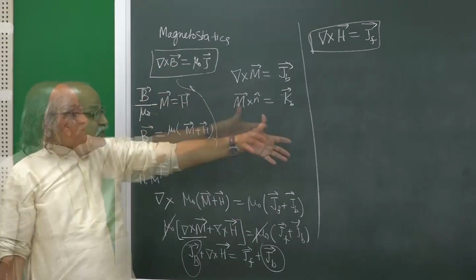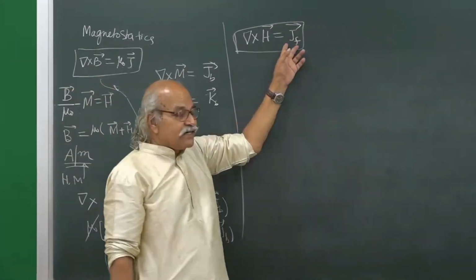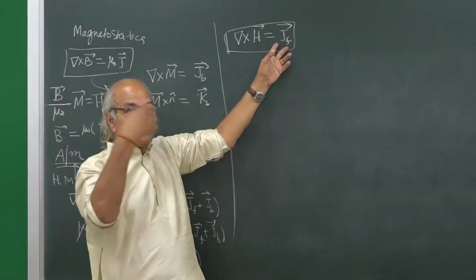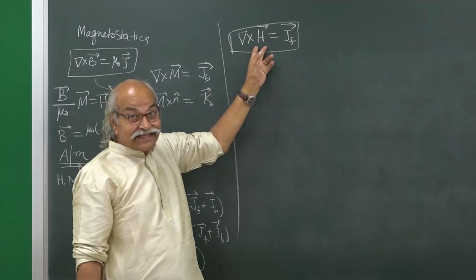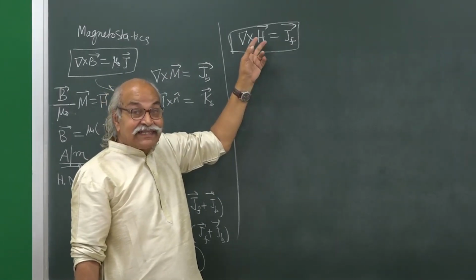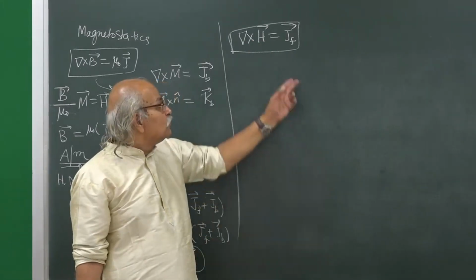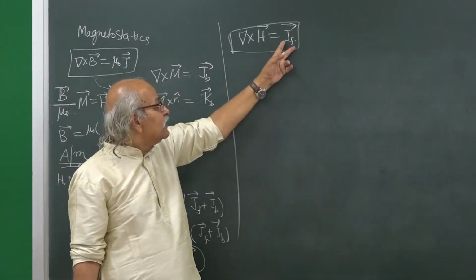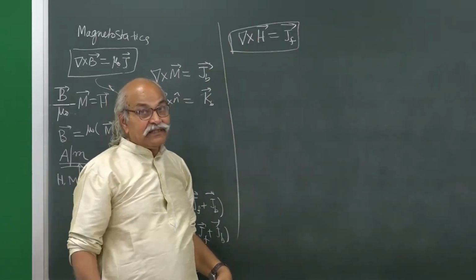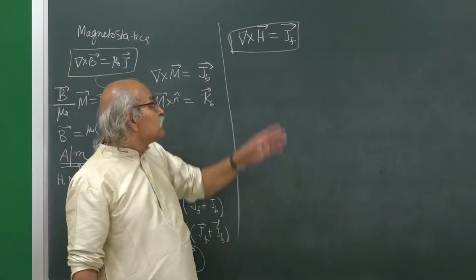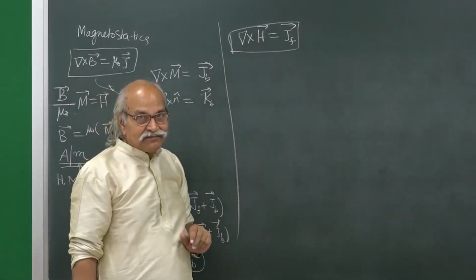And we did see in the first example that yes, only the free current going in the solenoid was deciding this H. But in the second example we see that no, it's not only the Jf which is deciding this H; even the magnetization, and hence the bound current, is also contributing to this H. So, where is this bound current coming from?